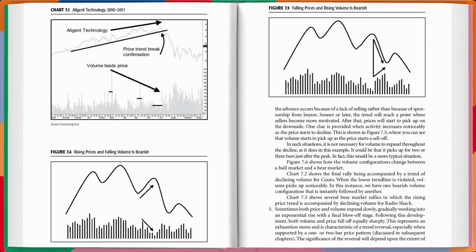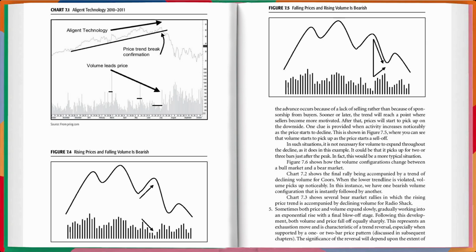Chart 7.2 shows the final rally being accompanied by a trend of declining volume for Cores. When the lower trend line is violated, volume picks up noticeably. In this instance, we have one bearish volume configuration that is instantly followed by another. Chart 7.3 shows several bear market rallies in which the rising price trend is accompanied by declining volume for Radio Shack.